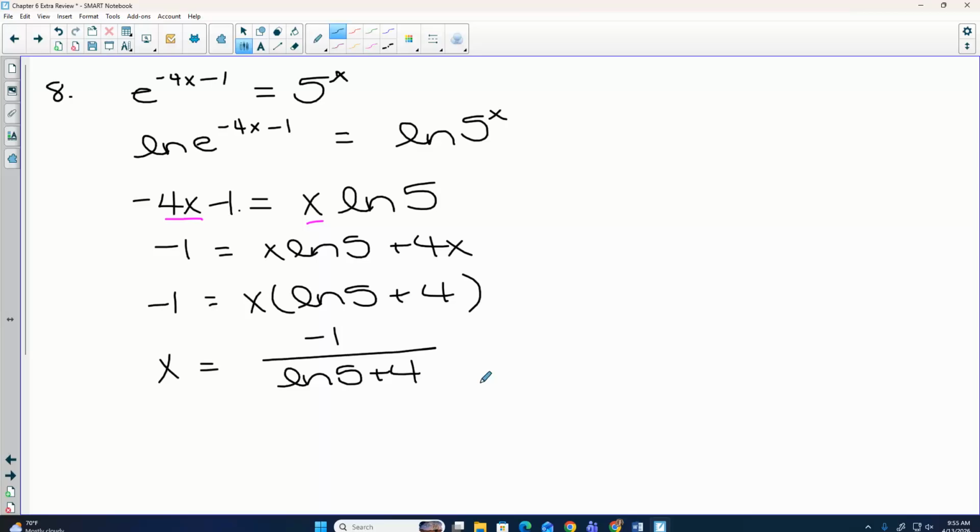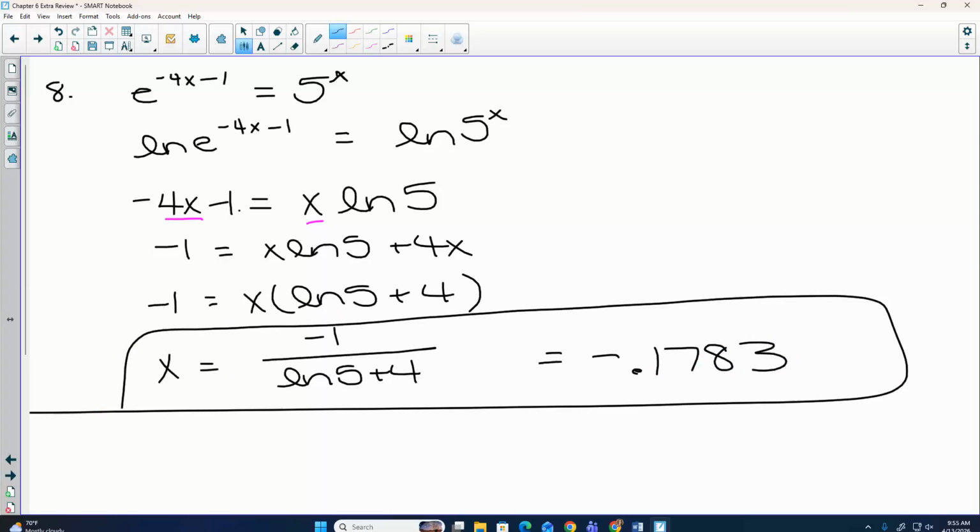Make sure you know how to put these in your calculator. Okay, I want you to be able to give me the decimal equivalents. So this is -0.1783. We did not ask about anything else on the first page. Are there any others there? 9.